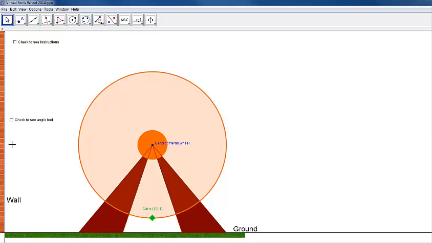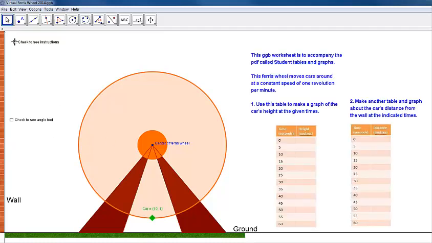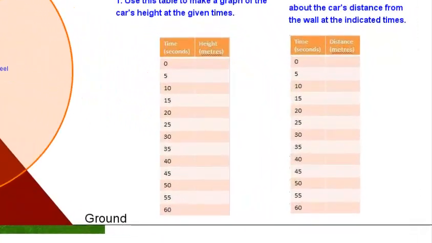I gave my students this GeoGebra called the virtual Ferris wheel. What they had to do was use the virtual Ferris wheel to fill in these tables of values. One for how high the little green car is above the ground at any time, and one for how far from the wall it is at any time.